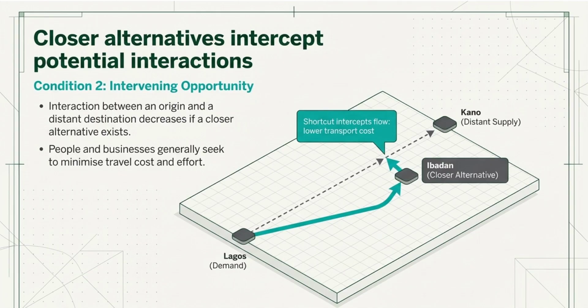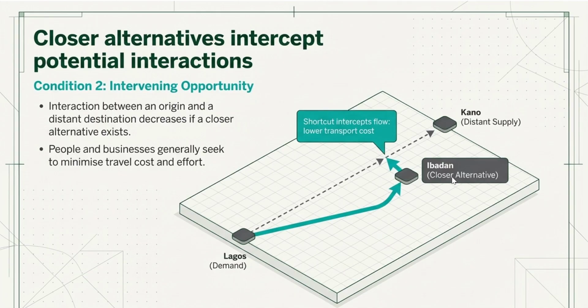That's condition number two: intervening opportunity. What does it mean? Look at this chart. This is Lagos. Lagos is in demand of a certain workforce that presently they don't have. They got to know that there is a supply of that workforce in Kano. Meanwhile, there is also a surplus of that labor here in Ibadan.